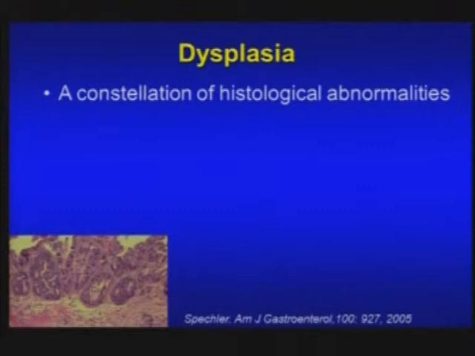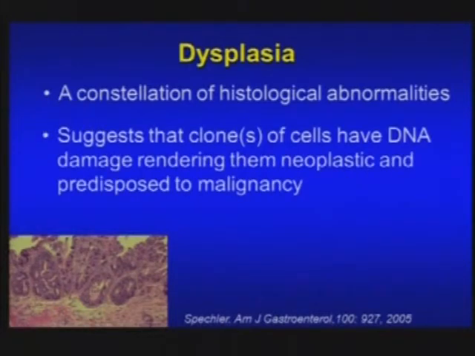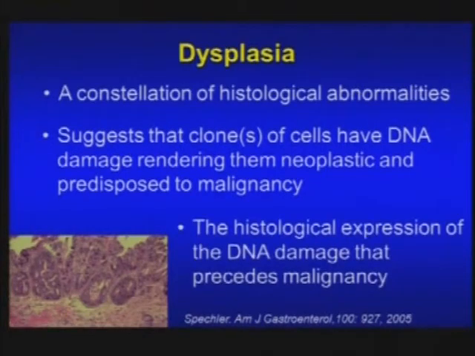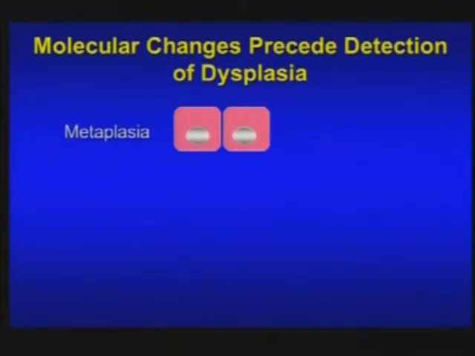Dysplasia is a constellation of histologic abnormalities, which suggest that clones of cells have DNA damage, rendering them neoplastic and predisposed to malignancy. Therefore, dysplasia is the histologic expression of DNA damage that precedes malignancy. The molecular changes that allow a cell to progress to dysplasia and cancer occur before the histologic detection of dysplasia.